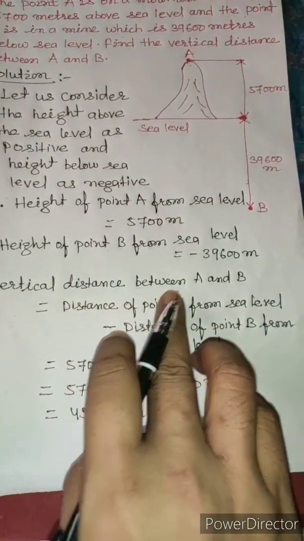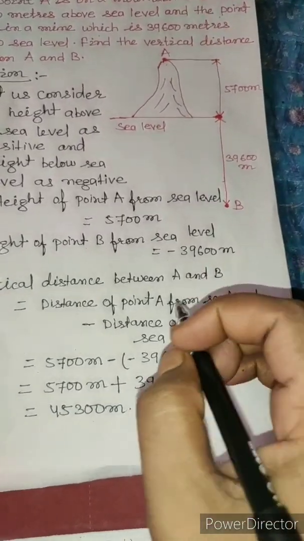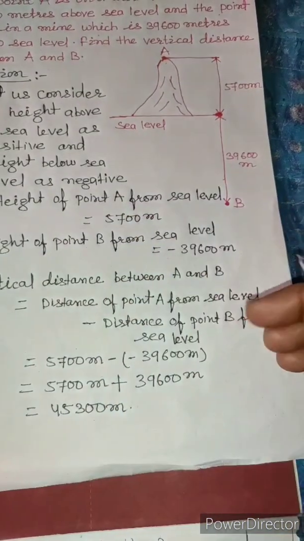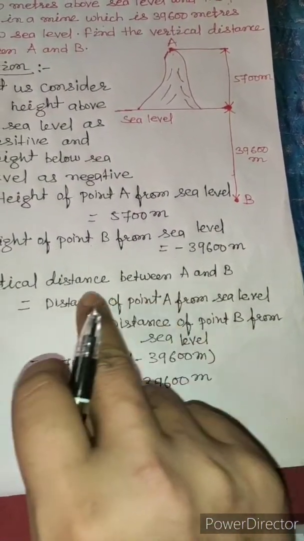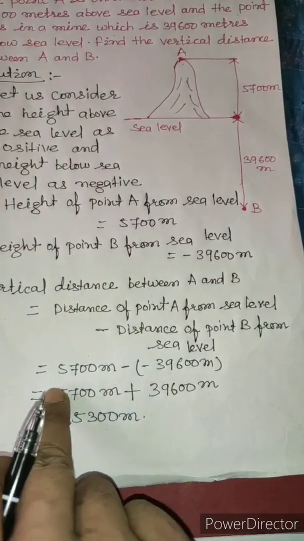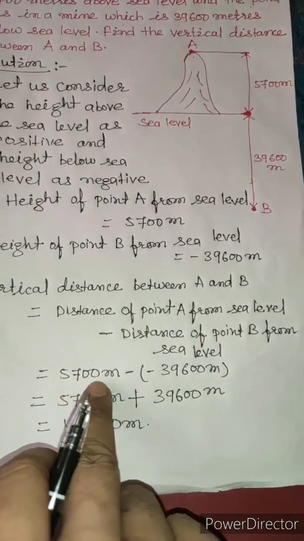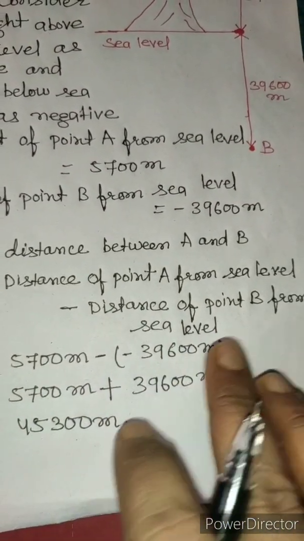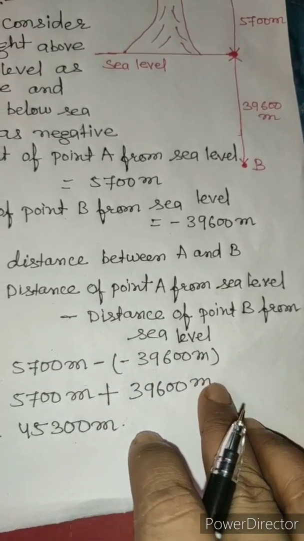So the vertical distance between point A and B will be equal to the distance of point A from sea level minus the distance of point B from sea level. What is the distance of point A from sea level? 5,700 meters, and the distance of point B from sea level is minus 39,600 meters.